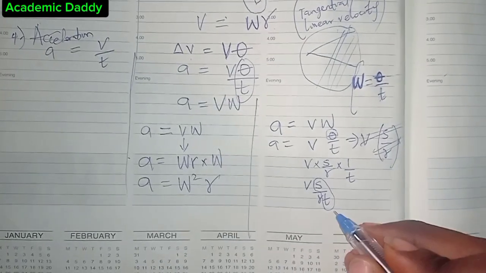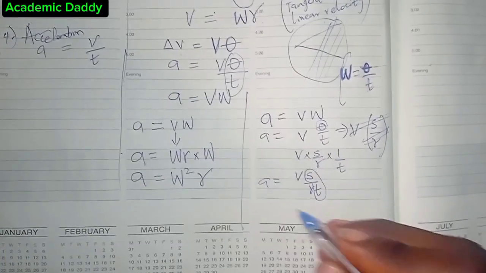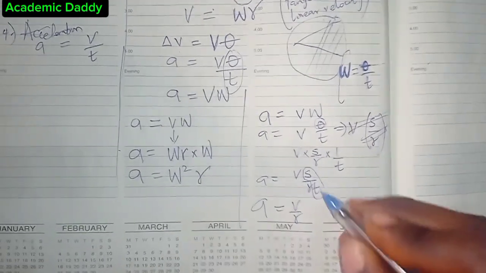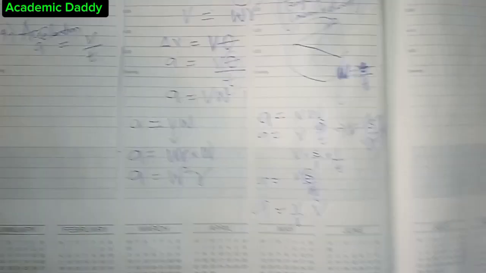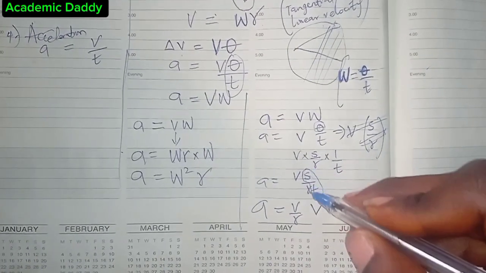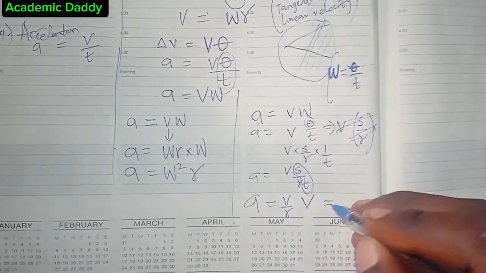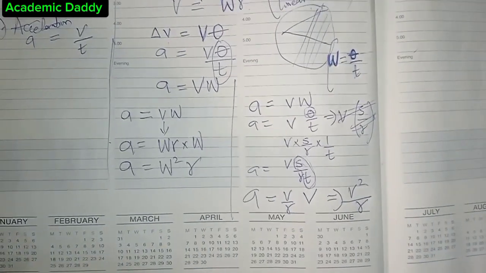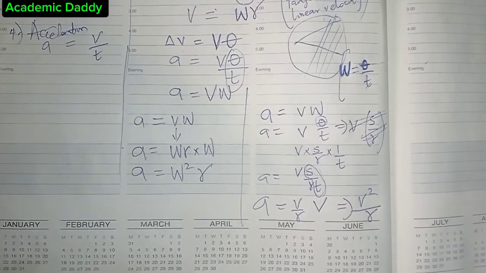s over t, which is displacement. So a is equal to, let's say this is v over r, then everything here is v. So v times v, that is this thing now. So this is the same thing as saying v square over r. So that is how you get acceleration.